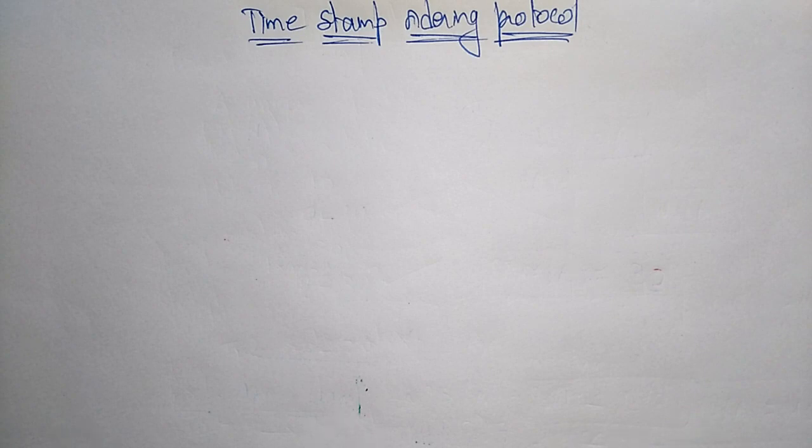Read timestamp means the largest timestamp of any transaction that executed read successfully. So at one particular time the read will be successful. You have to note the largest timestamp at which a transaction was successful. That is the read timestamp. Write timestamp means the largest timestamp of any transaction that executed write successfully.